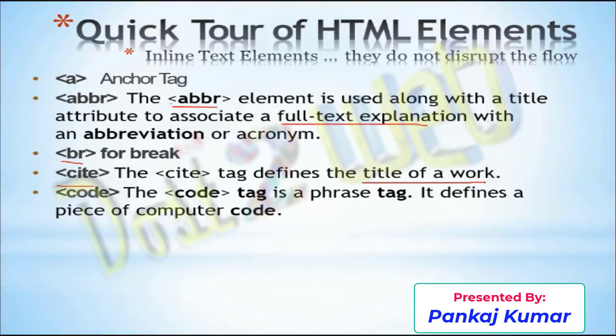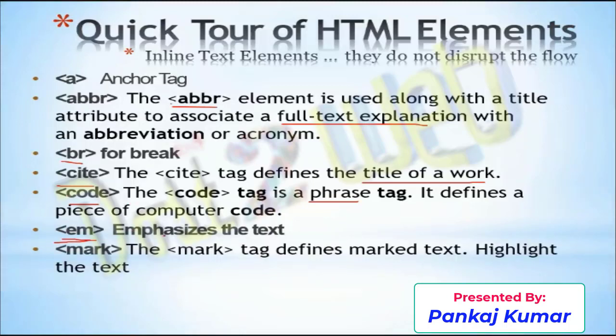Then you have something called code tags. So the code tag is a phrase tag. That means it will define a piece of computer code. That means how you write code, HTML code, or if you want to define C programming code in your HTML browser, then you have to use the code tag. Next, you have something called the EM tag, that emphasizes the text. Like how you make text bold, some different highlighting will be there. So when you want that, then you have to use the EM tag.